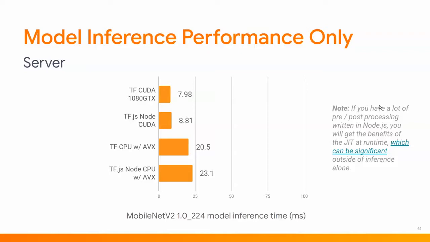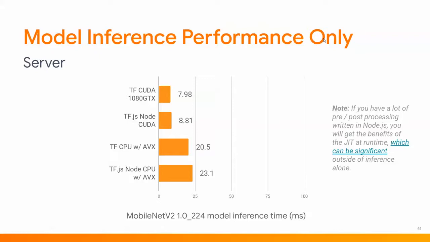So let's look at performance then. Here is TensorFlow.js versus Python running MobileNet, and these are the inference times, how long it takes to classify the thing we're looking for in the image. At the top there you can see, running on the graphics card in Python, 7.98 milliseconds, and in Node.js, just 8.81 milliseconds.